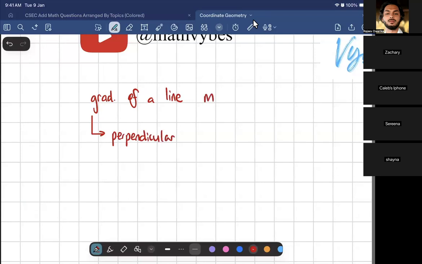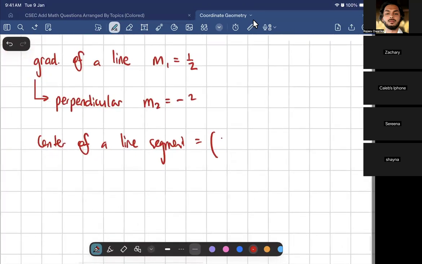Right. What's the relationship? If I tell you that the gradient of this line, m1, is a half, what will be the gradient of the perpendicular line? The negative reciprocal, sir. So negative what? Negative 2. Perfect. Do you remember how to figure out the center of a line segment? Yes, that's the midpoint formula. Do you remember that formula? It is in bracket x1 plus x2 over 2, comma y1 plus y2 over 2, close bracket. Perfect.